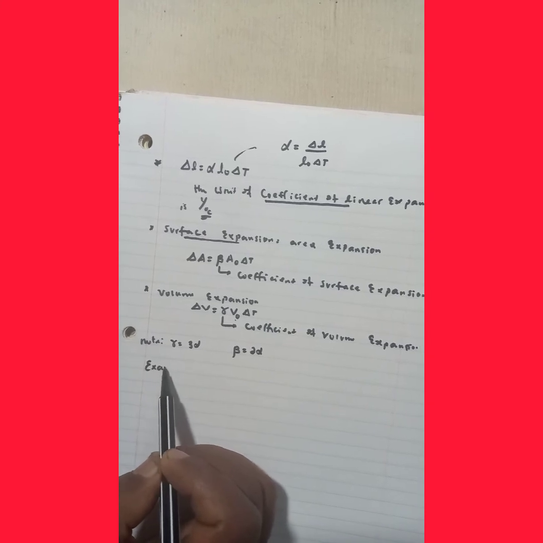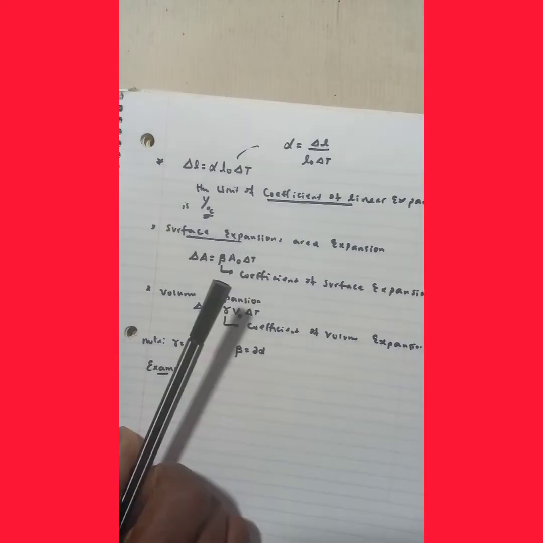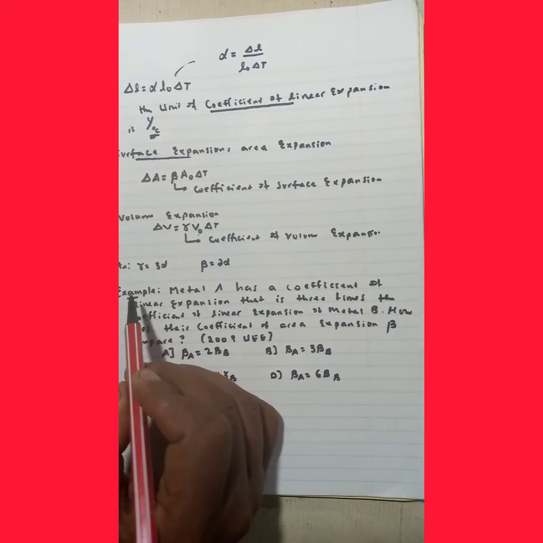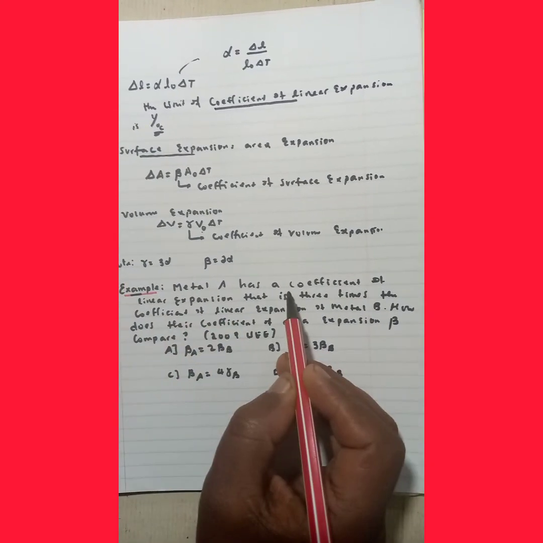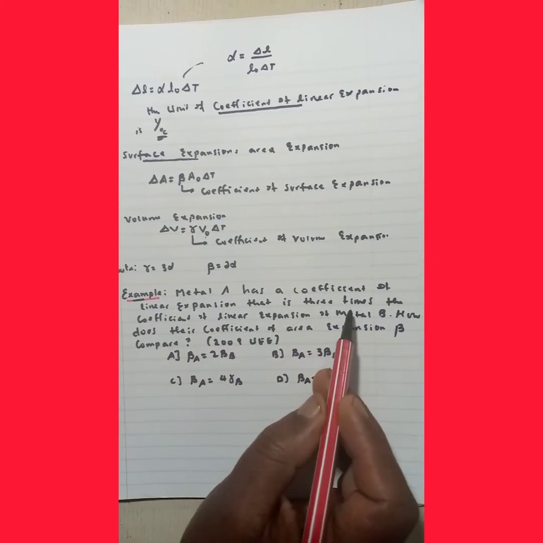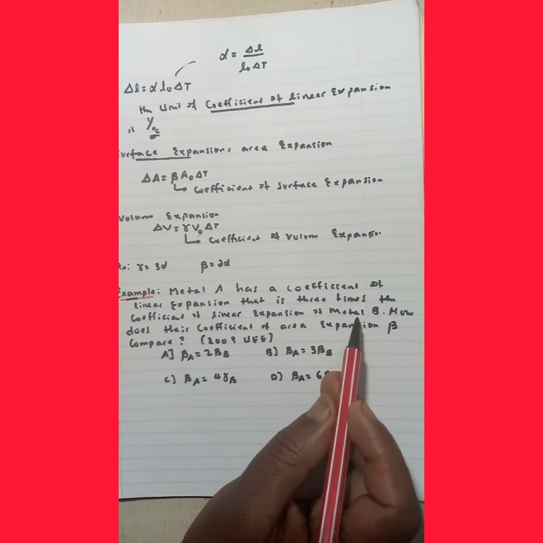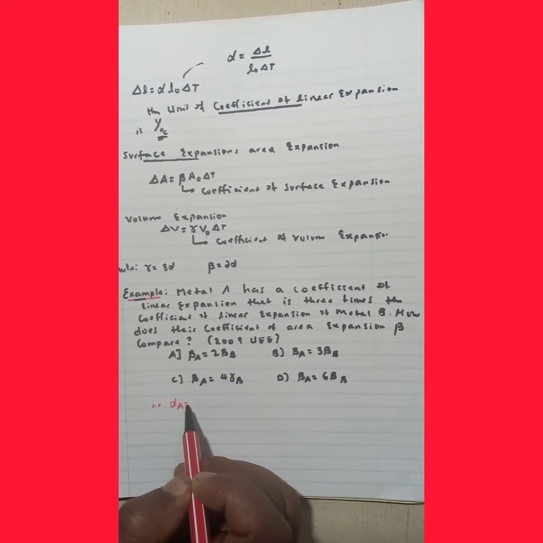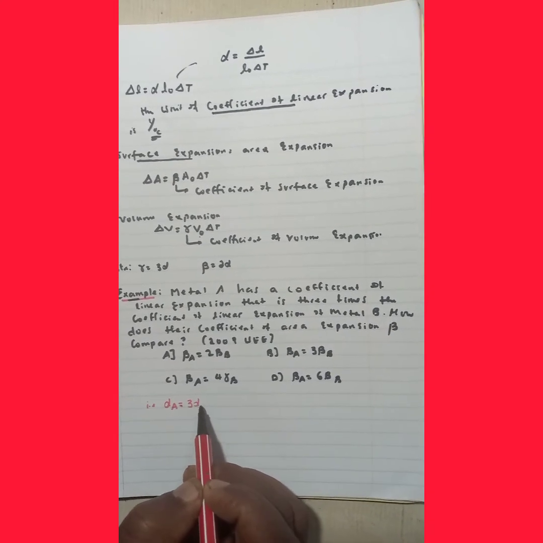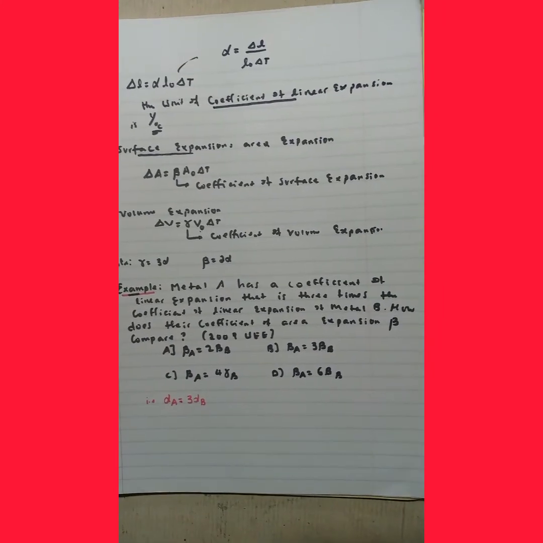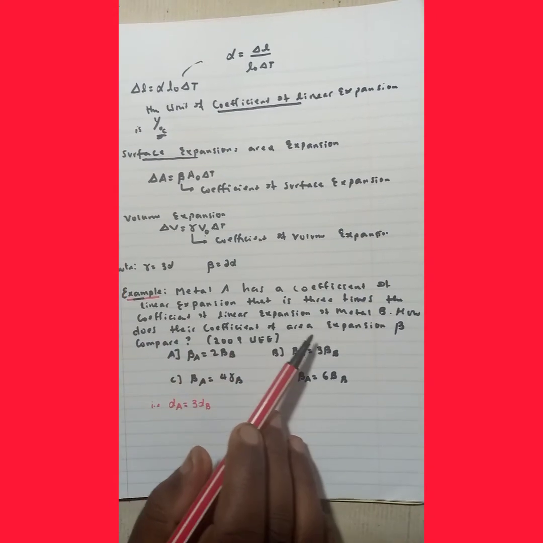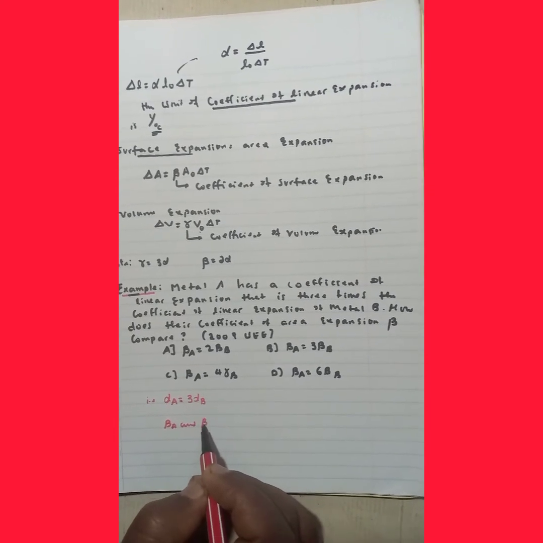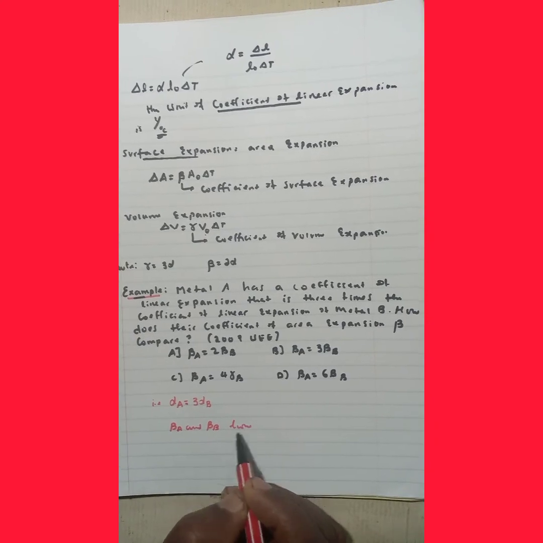Now let's see an example. Metal A has coefficient of linear expansion that is 3 times the coefficient of linear expansion of metal B, which means coefficient of linear expansion of A is equal to 3 times coefficient of linear expansion of metal B. How do their coefficients of area expansion, beta of A and beta of B, compare with each other?